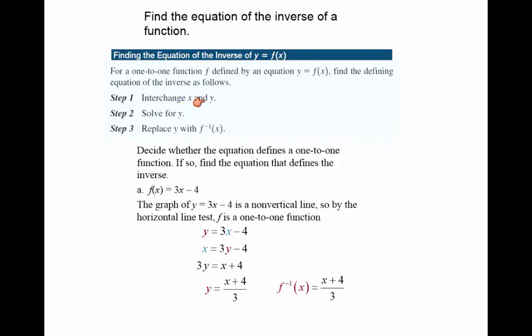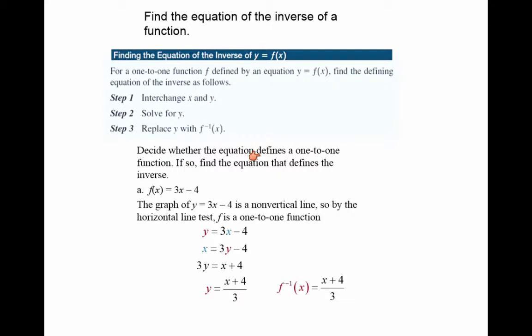Everywhere you see x, you substitute y. Everywhere you see y, you substitute x. And then you solve for y and replace y with this symbol, which is the inverse symbol. Take a look at the example.